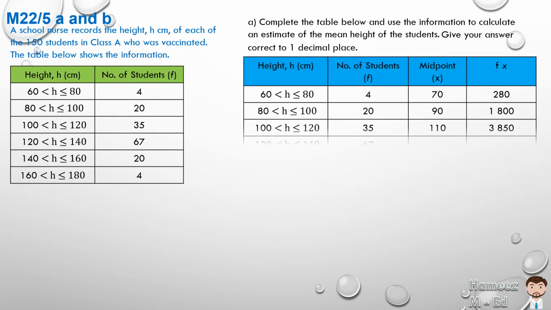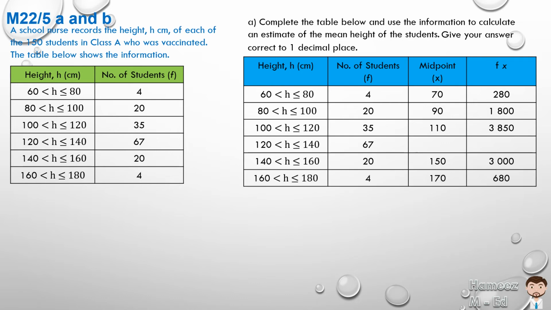So, if we look at the table, we can see in the 4th row, the midpoint and fx values are missing. So what's the midpoint between 120 and 140? Well, the midpoint is 130. We can add up the 2 and divide by 2. And what is the fx value? It will be f times x, 67 times 130, and we can use our calculators for that. And that will give us 8,710. And now we need to find the mean.